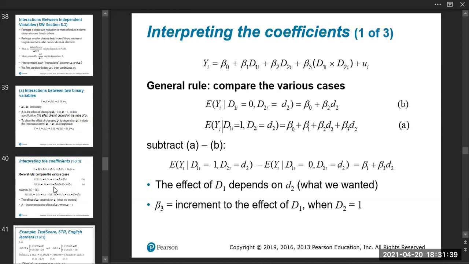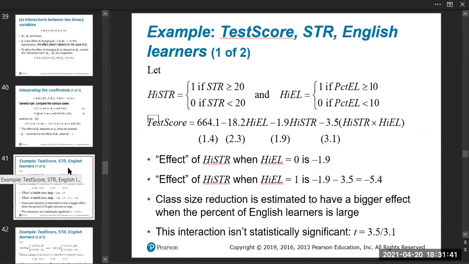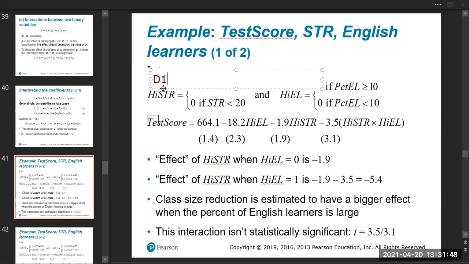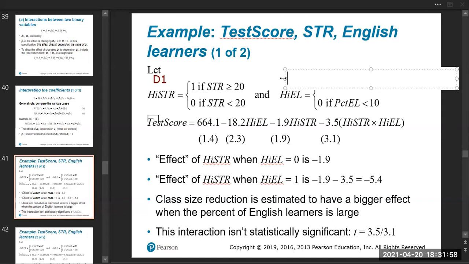If you look at an example, you probably have a better idea about it. So now we have two variables. The first variable is D1, which is called high STR. It equals 1 if STR is larger than 20, and equals 0 if STR is smaller than 20. D2 is high English learner. D2 is 1 if the percentage of English learners is larger than 10%, and 0 if it's smaller. So we can run a regression of Y on D1, D2, and D1 times D2.